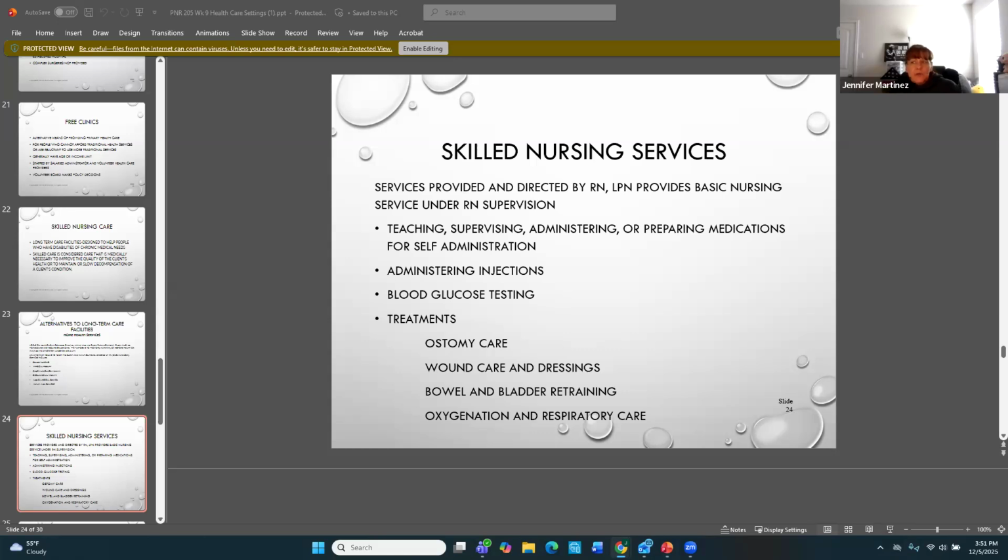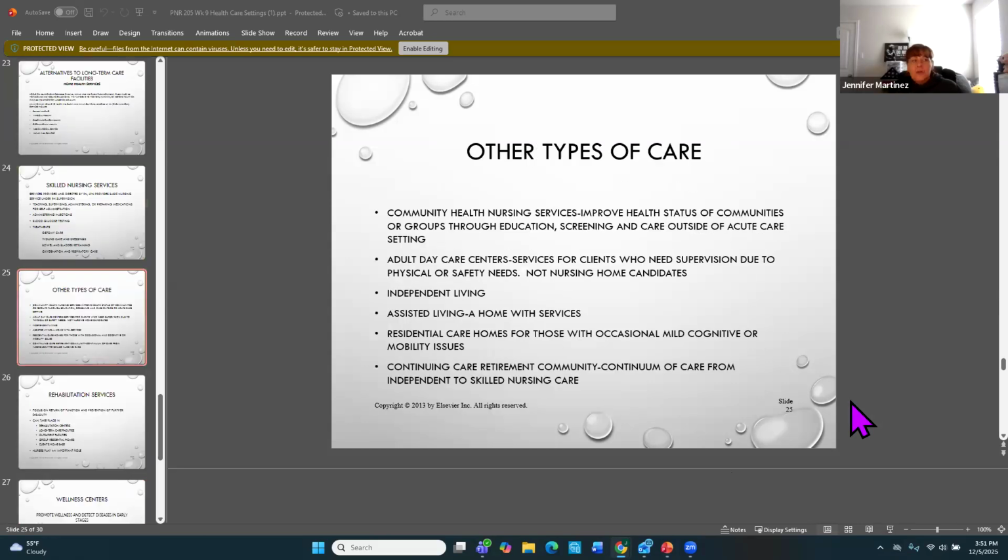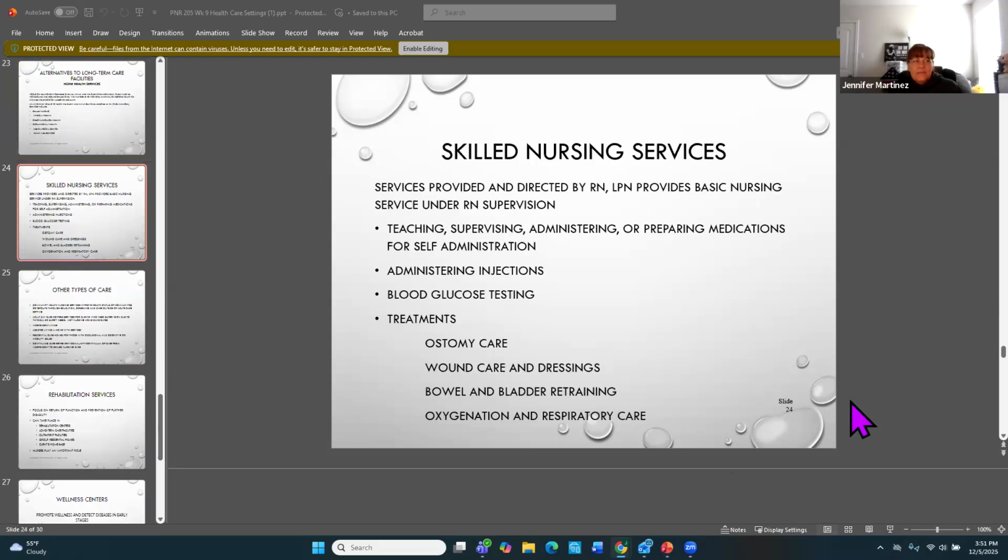Ostomy care, wound care, bowel and bladder training, oxygenation, respiratory care. Those would all fall under skilled nursing services. So again, in order to qualify for home health, they have to have a skilled need. So making sure that's what's going to help them keep those services.